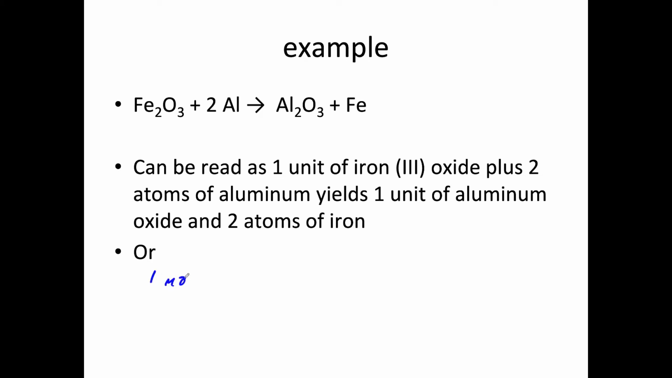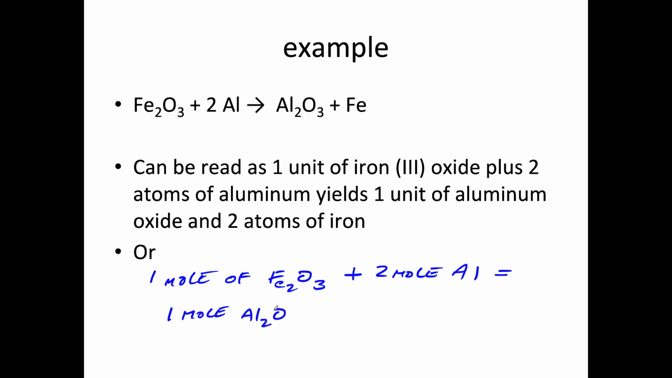Or 1 mole of iron 3 oxide, which is this compound, plus 2 moles of aluminum yields 1 mole of aluminum oxide plus 2 moles of iron. Now, I want to point out that this is what I call the microscale.